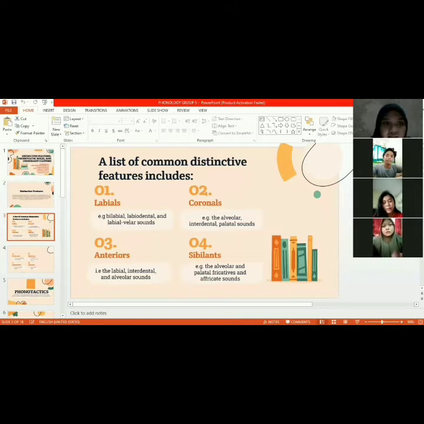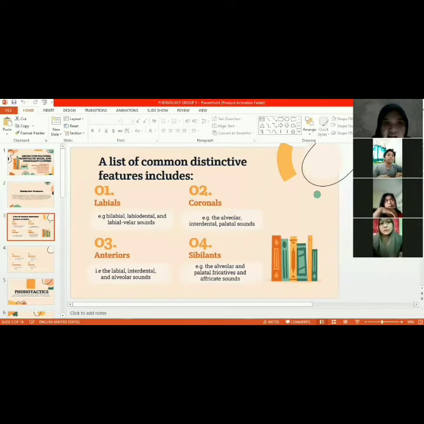Coronals are the class of consonants articulated with the front of the tongue, in contact with other articulations such as alveolar and palatal. And then next, there is anteriors. Anteriors are the class of consonants articulated with an obstruction in the front of the palate, alveolar of the mouth. Anteriors include the labial, interdental, and alveolar sounds.